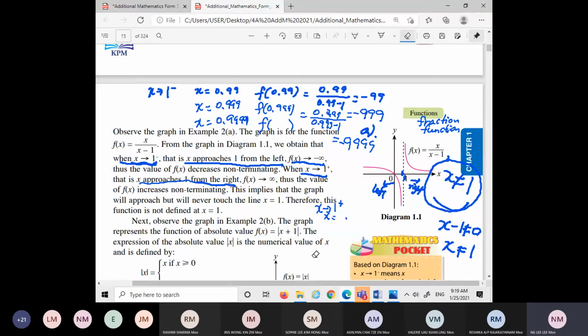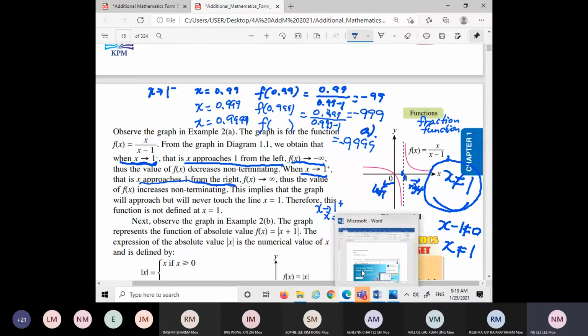Okay, it must be bigger than 1. So, let's say I start with bigger than 1, 1.1. Okay, so I give you some time. You substitute inside the functions and tell me what's the answer if x is 1.1.